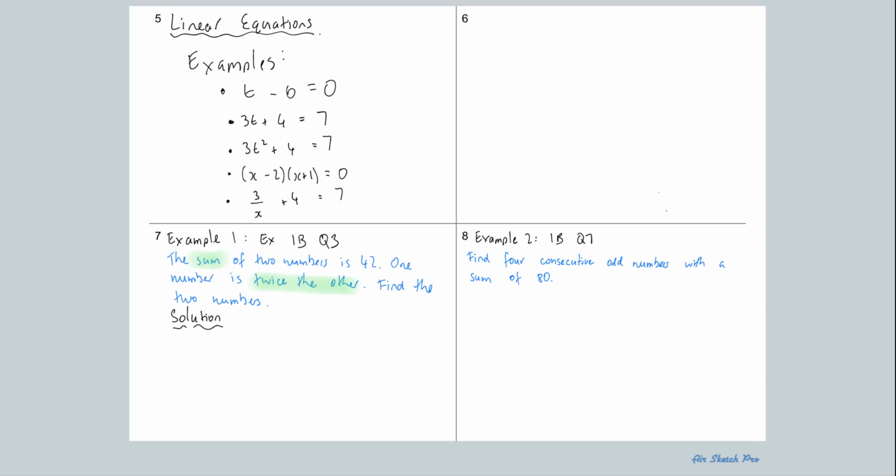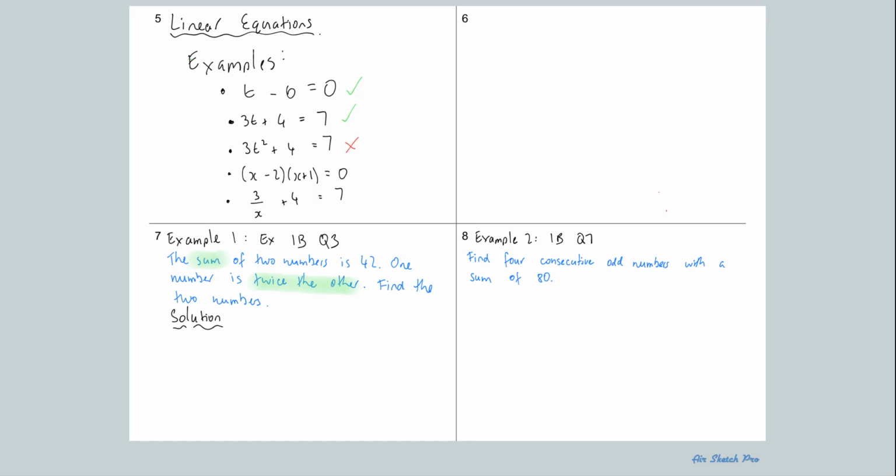A linear equation, I guess the formal way of describing it, is an equation where the highest power of the variable in the equation is 1. So this is an example of a linear equation because t is raised to the power of 1, same as here. This is an example of where an equation is not linear because it's t squared.